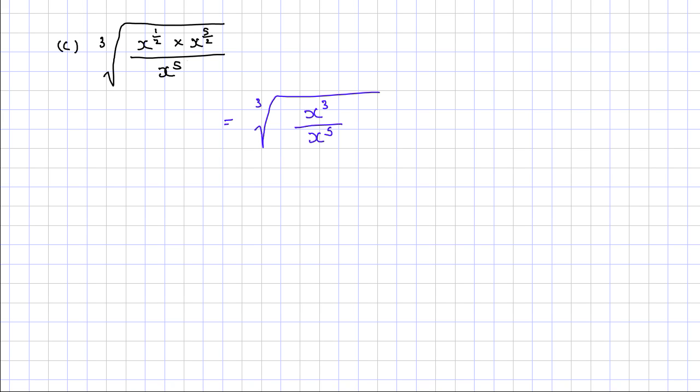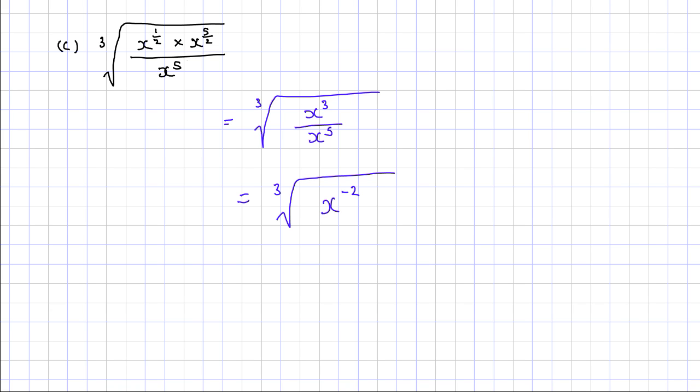Now I have a fraction here that I'm going to work with, so I'm just going to leave the cube root again. So I have same base again, x, and I've got 3 take away 5 because I'm dividing here. So this is going to be equal to cube root of x to the power of 3 divided by x to the power of 5, that's just x to the power of minus 2.